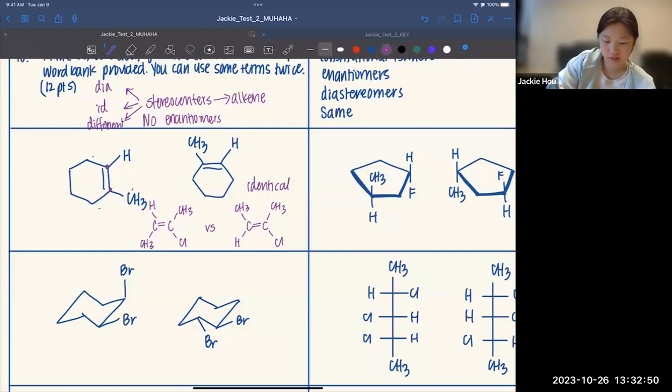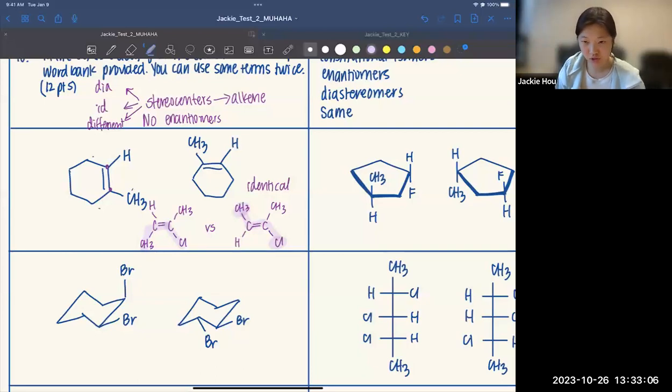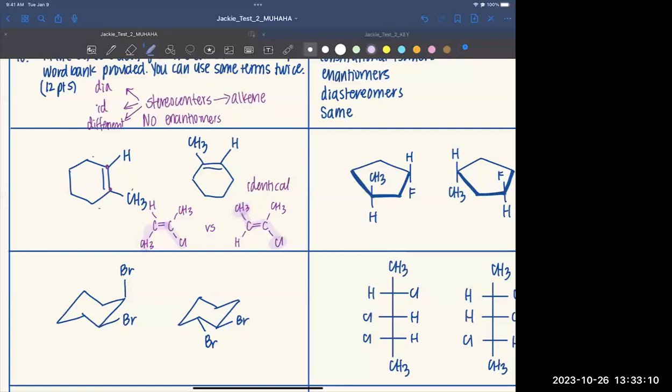You can see that in this side, even though the connectivities are the same, they're not constitutional isomers. This side is considered an E alkene, and this is considered a Z alkene. So these would be considered diastereomers. Okay, thank you.